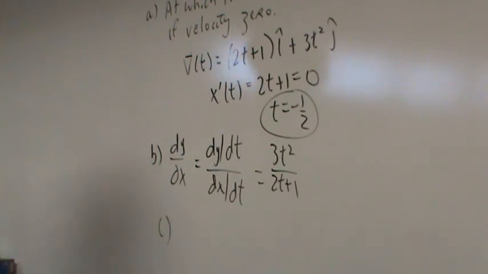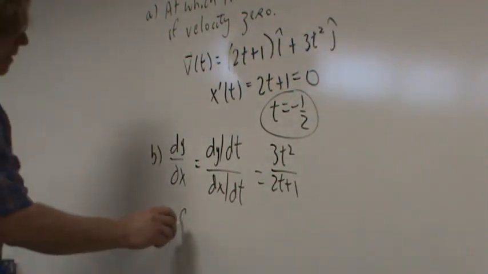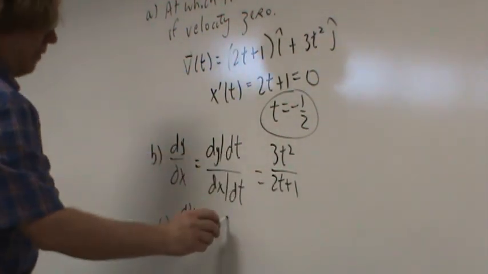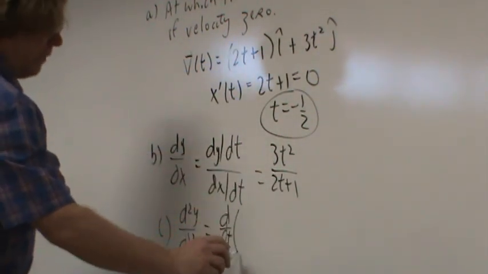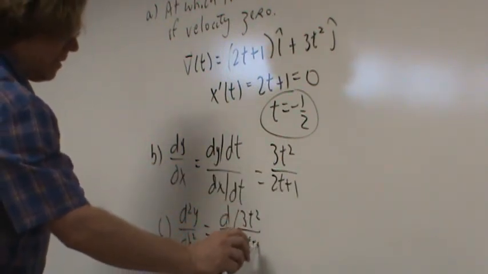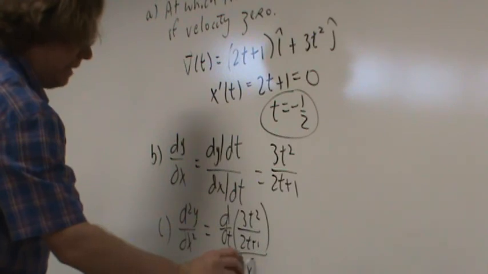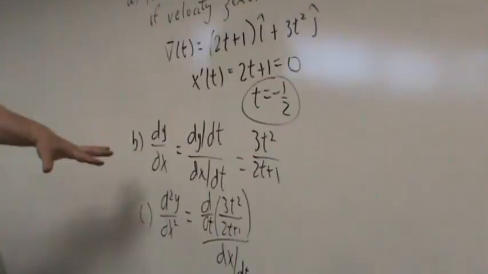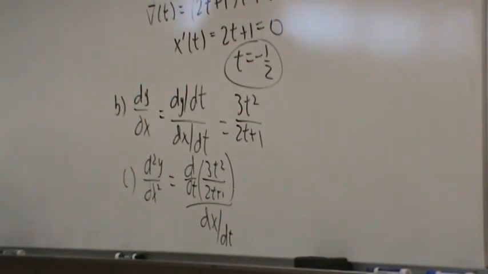And then part C, if they want an expression for d squared y dx squared, you're just going to do this thing. You're going to do the derivative with respect to t of that guy divided by dx dt. So I just want you to be aware, 32 is an easy problem. Just do it like this.